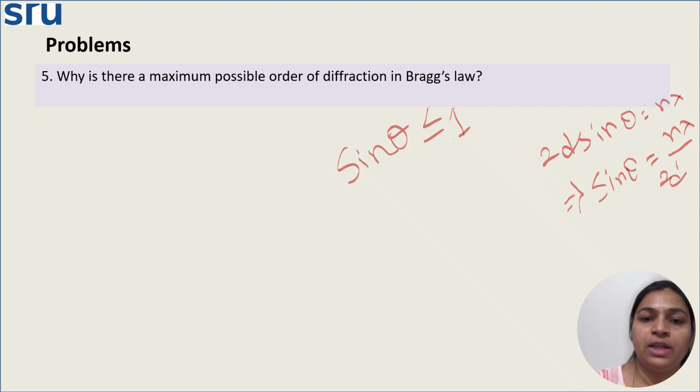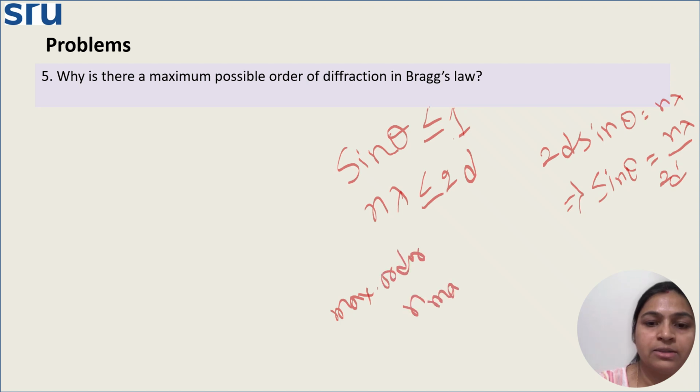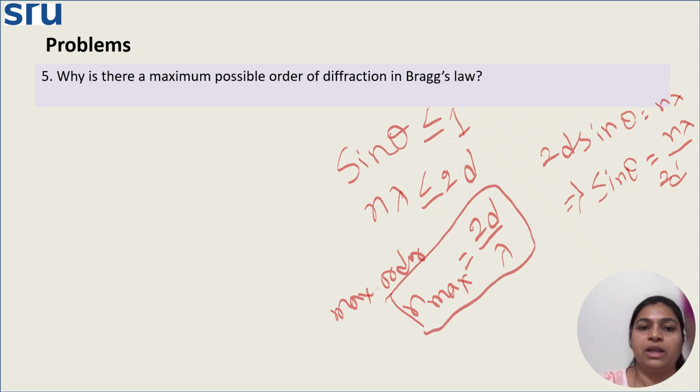So if sine theta is less than or equal to 1, then we can write here that n lambda is less than or equal to 2d. So the maximum order will be n max is equal to 2d divided by lambda. This is how the possible maximum order can be found from Bragg's law.